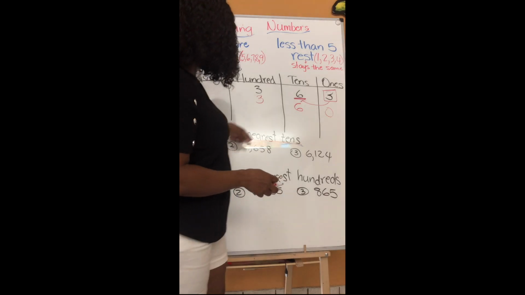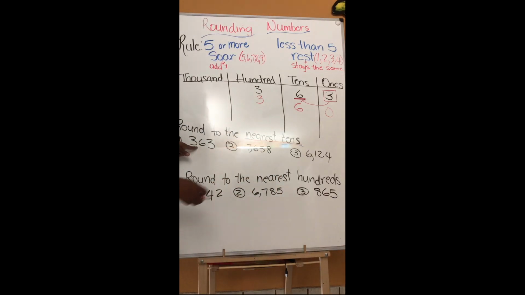So when we round 363 to the nearest tens, it becomes 360.